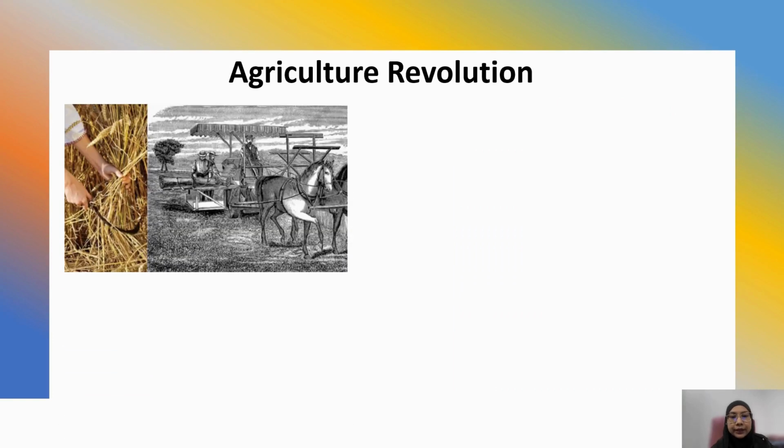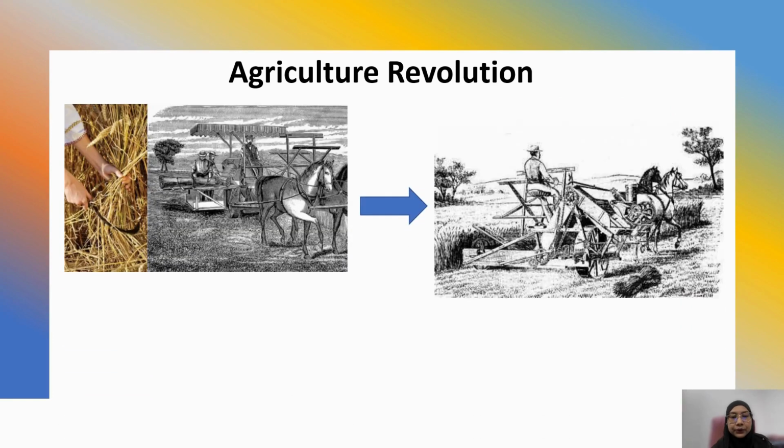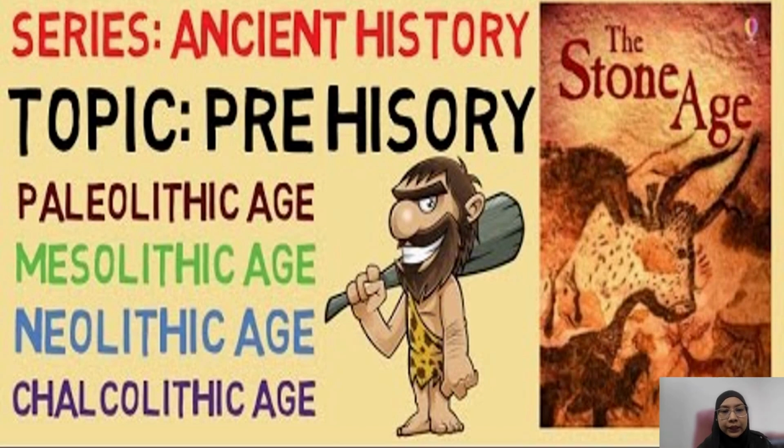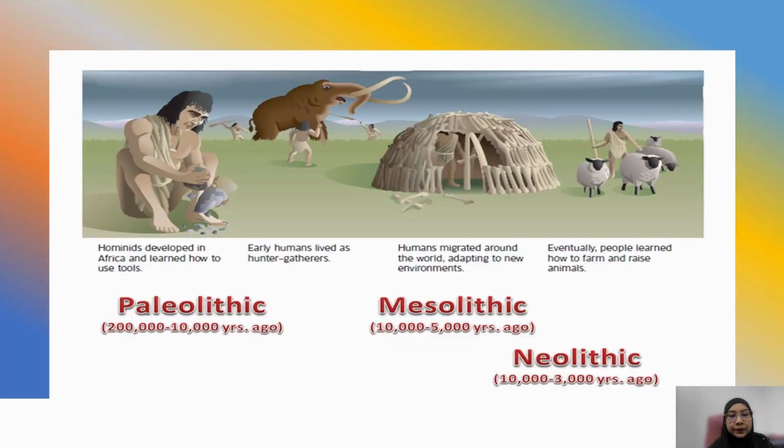So this is the phase of the agricultural revolutions. Before this, they used animals and implements, and a tractor with a combine harvester. For the ancient history: Paleolithic, Mesolithic, Neolithic, and then this one is also Paleolithic.